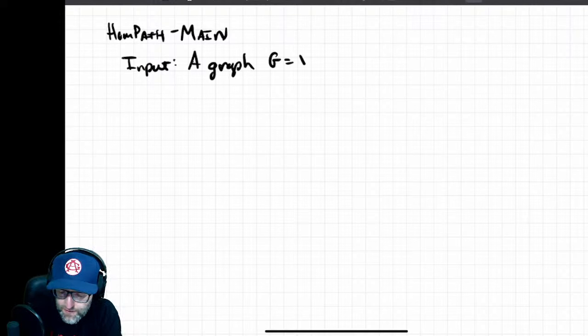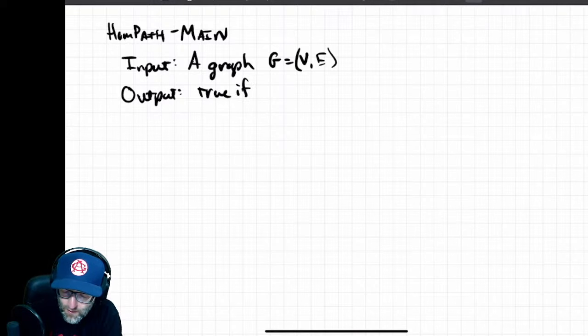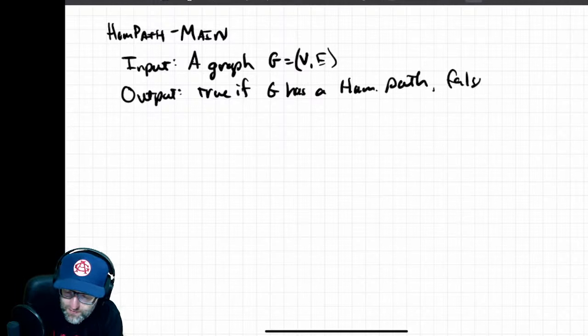G equals V comma E. And I'll output the same output here. True if G has a Ham path. False otherwise.